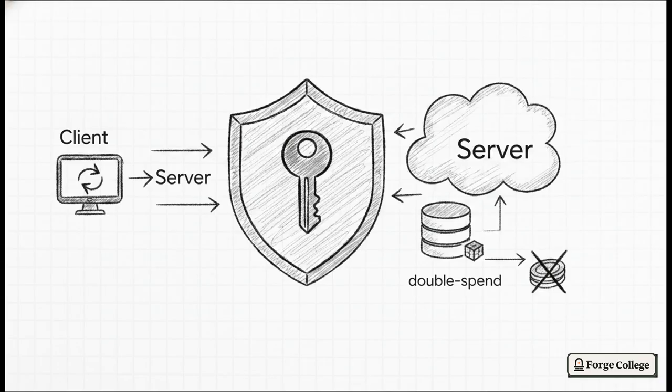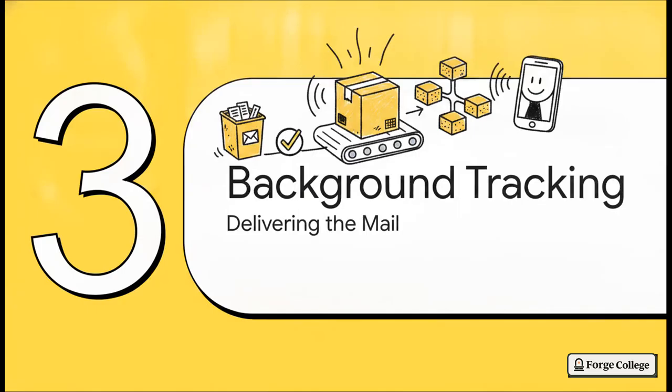And in the blockchain world, a duplicate action isn't just an annoying glitch, it is a catastrophic double spend. This key guarantees that no matter how many times the client screams, "Do this," the server only executes it exactly once. Section 3, Background Broadcasts and Tracking, Delivering the Mail.